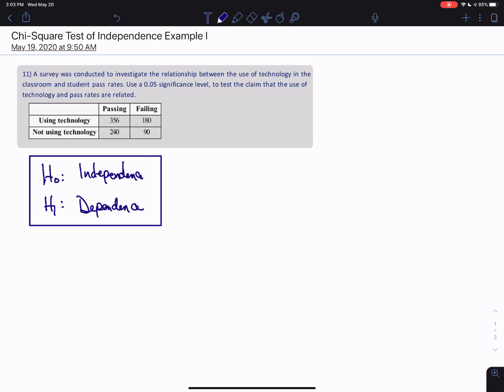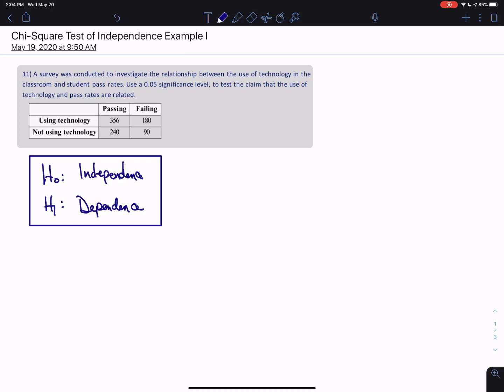And in this video and the next one, I'll be doing a couple of examples showing you how the test of independence works out, from reading an exercise to figuring out if you have dependence or independence. Now, here we have an example where a survey was conducted to investigate the relationship between the use of technology in a classroom and the student pass rates. And it's asking us to use a 0.05 significance level to test that claim.